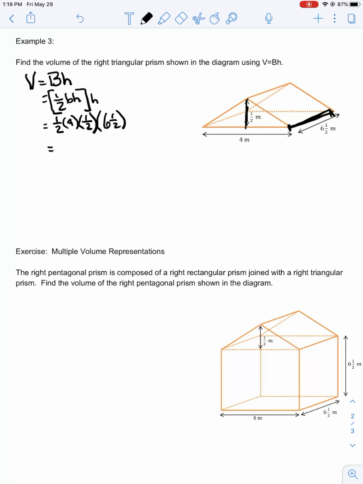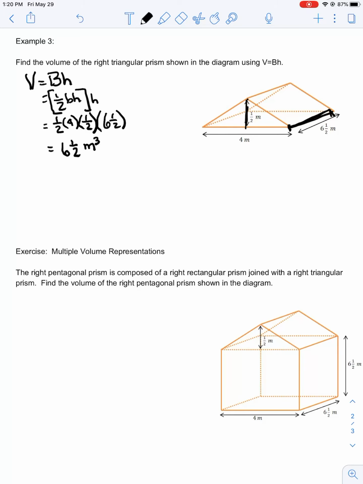Which is nice, again, we have our calculator. And if you want, you can use 0.5 or you can use 1/2 in your calculator. It's really up to you. In this case, I am going to use the half. So 1/2 multiplied by 4 multiplied by 1/2, and then multiplied by 6 1/2. And that actually gives me 6.5, which is true, because if you multiply 4 times 1/2 and 1/2, that actually is 1. And I have meters cubed.